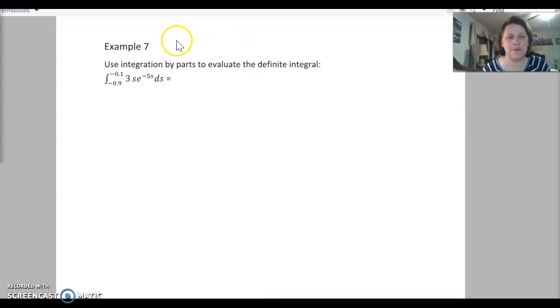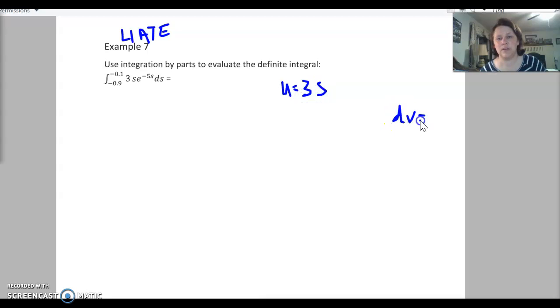And this is our last example. So use integration by parts to evaluate the integral of 3s e to the negative 5s. So we've got an exponential function here. So our acronym, exponential equations are going to be the very last ones. So definitely not going to be choosing that one for u. And then we also have 3s, which is algebraic. So u is going to be 3s, and then dv is going to be everything else. So e to the negative 5s ds.